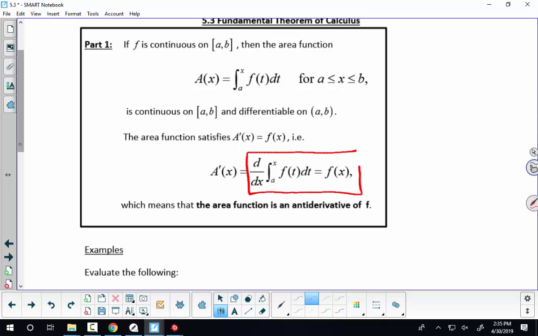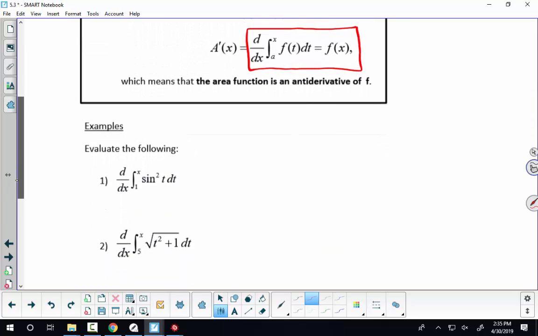So we're going to use this fact, which is the first part of the fundamental theorem, to evaluate a couple of things, just so we can get used to working with that as well. So example 1: what's the derivative of the integral from 1 to x of sine squared t dt? Sine squared x.